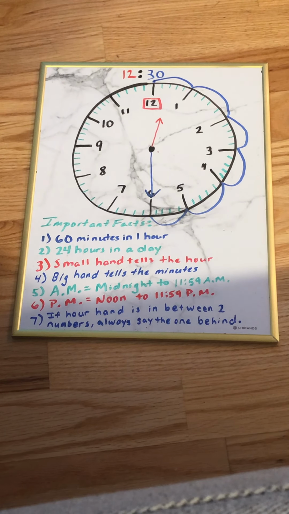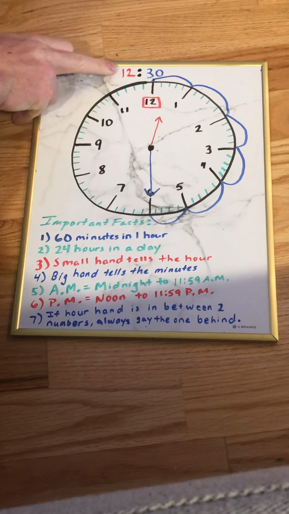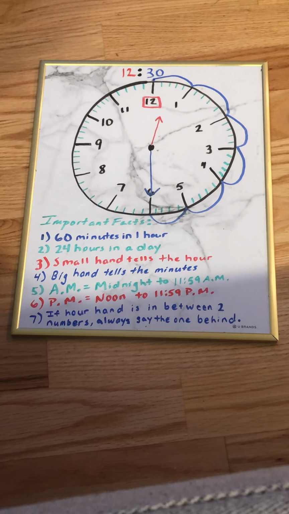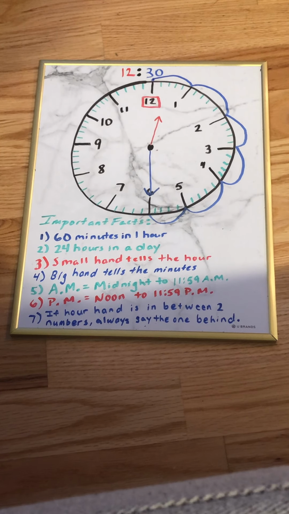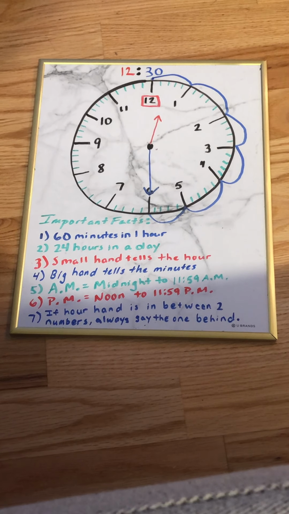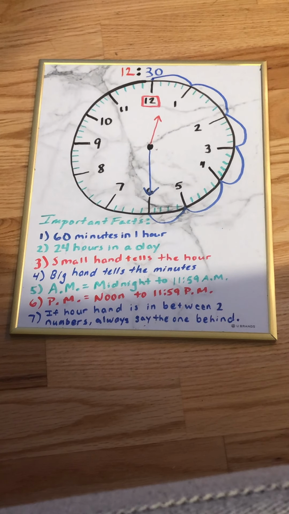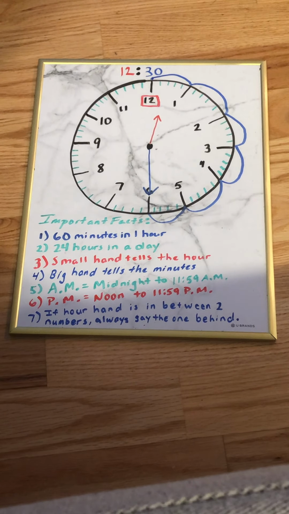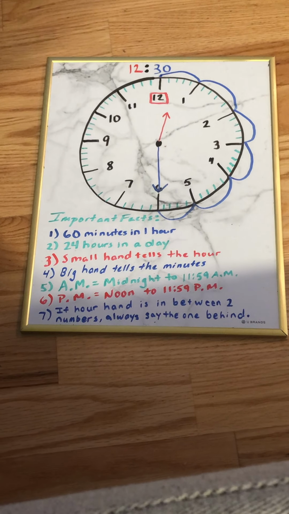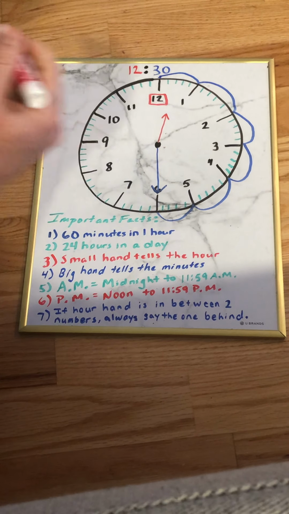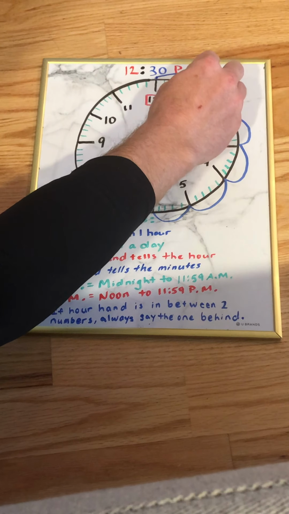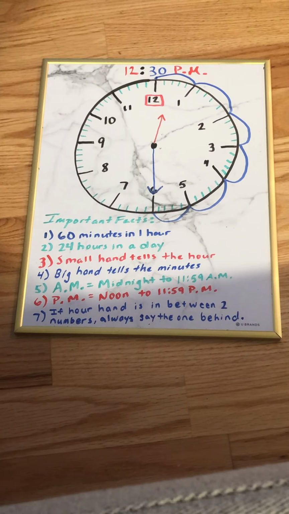My last little question here to end our review, 12:30. Now, I'm going to give you a situation, and I want to see if you can guess whether it's AM or PM. If you were eating lunch at 12:30, would that be 12:30 AM or would that be 12:30 PM? And the answer is it would be 12:30 PM.